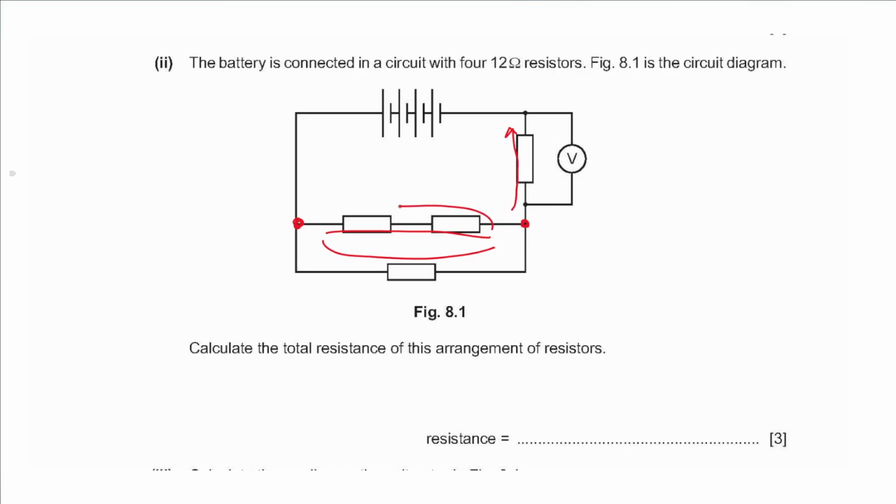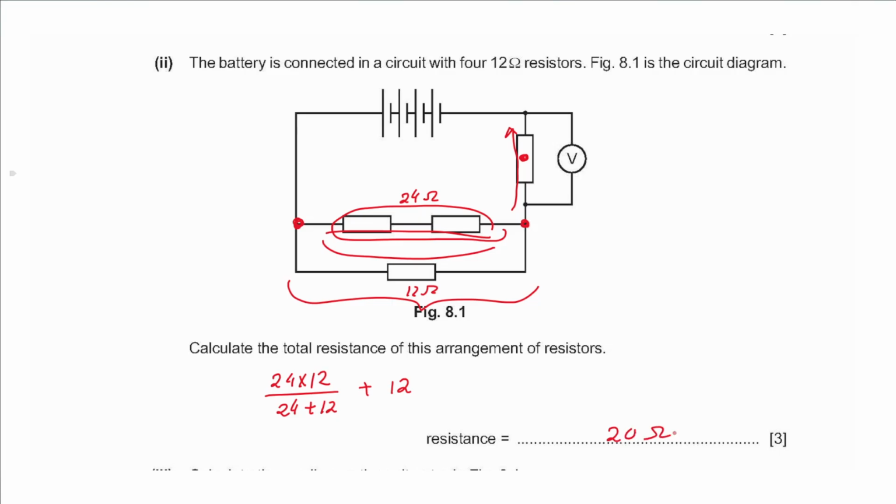Let's start from the inside. We have two 12 ohm resistors in series, that's 24 ohms, in parallel with a 12 ohm resistor. So we calculate the parallel connection, 24 times 12 over 24 plus 12. That is a total of this section of the circuit. And then we add the series connection here. So we add 12 ohms. That gives a total of 20 ohms for the whole circuit.